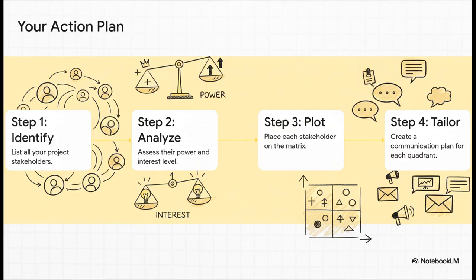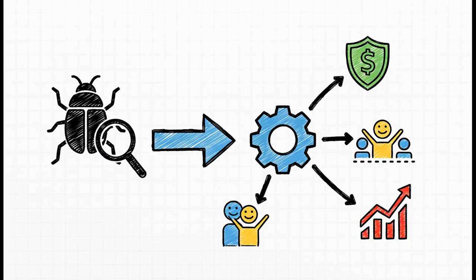And finally, Step 4. Create a specific communication plan for each of the 4 quadrants. And this is the real payoff. When you start managing stakeholders this way, you elevate testing. It stops being just some technical thing that happens at the end. It becomes a core strategic function. You're not just finding bugs anymore, you're managing risk, you're aligning expectations, and you are building confidence across the entire organization. That is how you stop projects from failing.